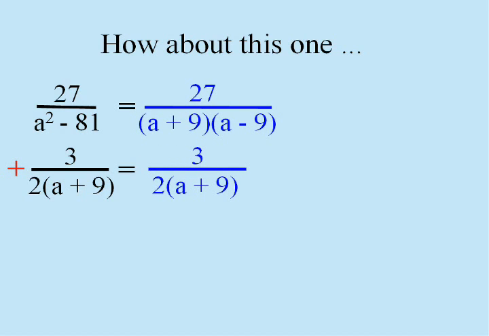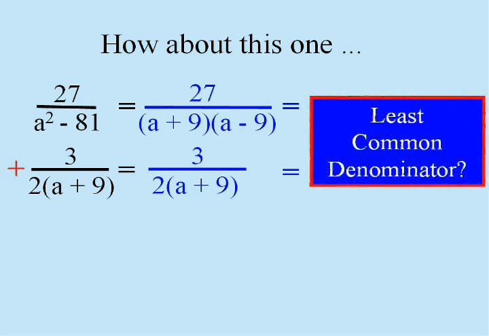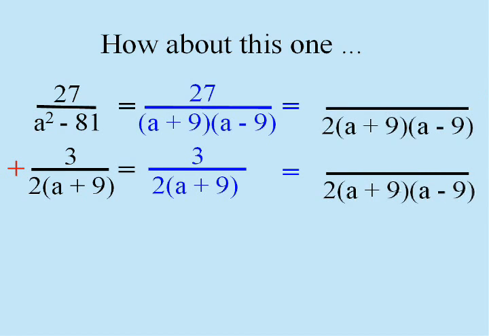Now, let's take a look at these two denominators. And the least common denominator will need an a plus 9, an a minus 9, and a 2. So that is the least common denominator.